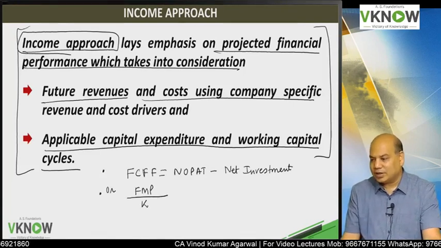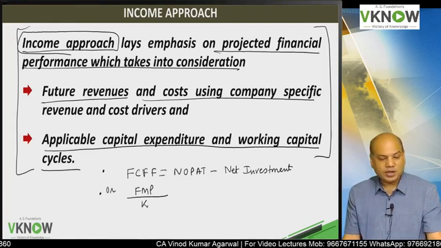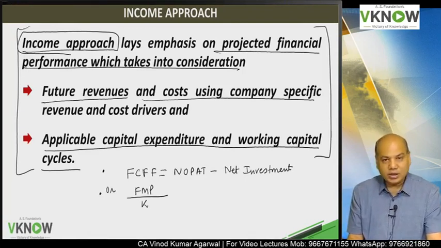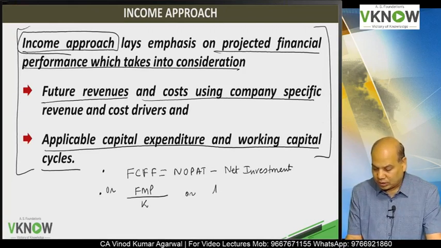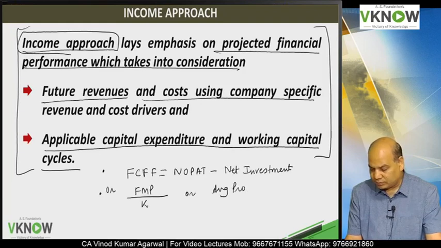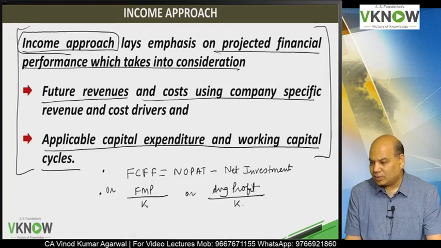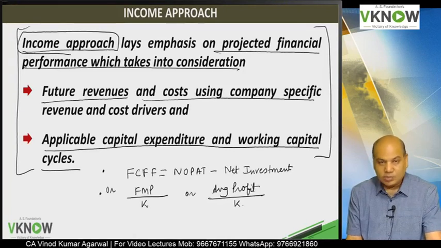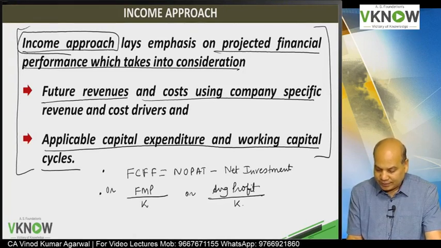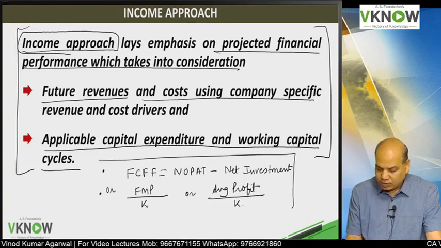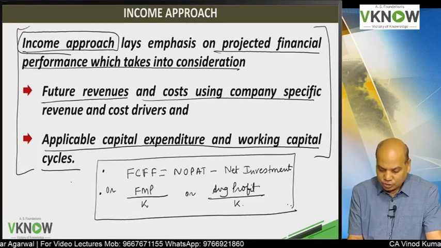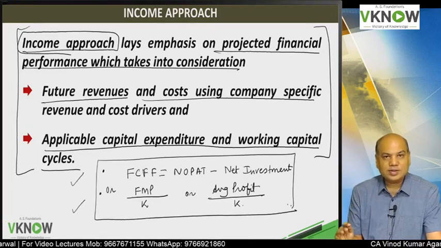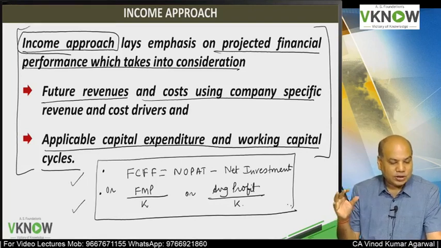We don't have too much past data. If you have past data, then you can capitalize past profit, or average profit, divided by K. That is how the income approach will work. And these models we have already tested or applied in the business valuation chapter. So if you get a question with a similar sort of data, you follow the same methodology.